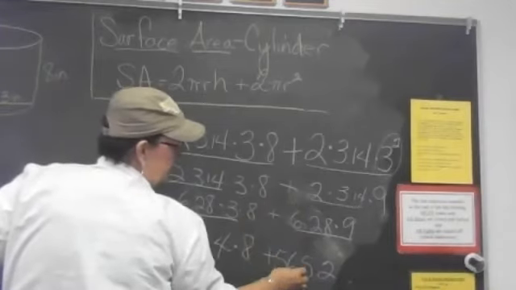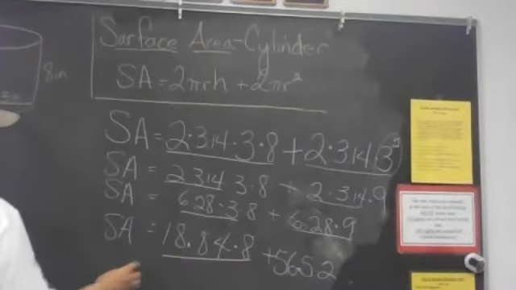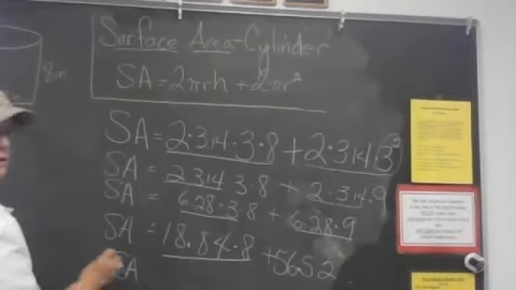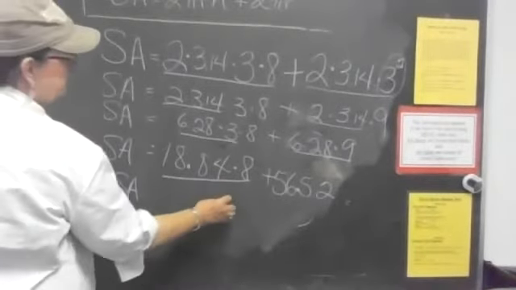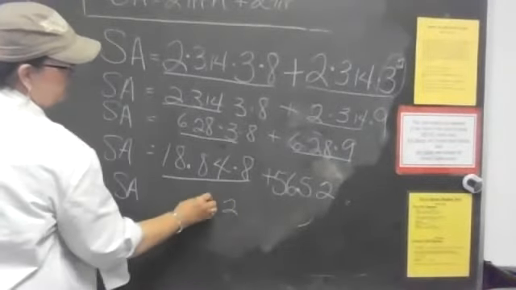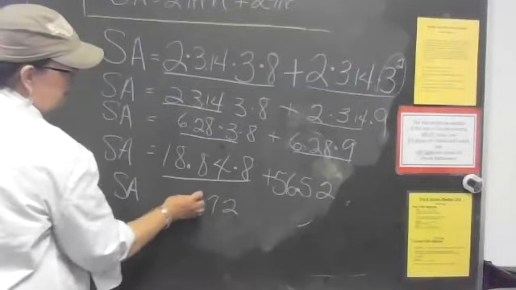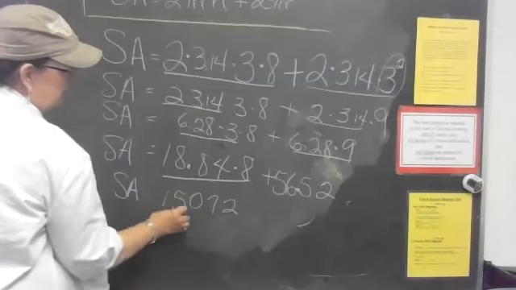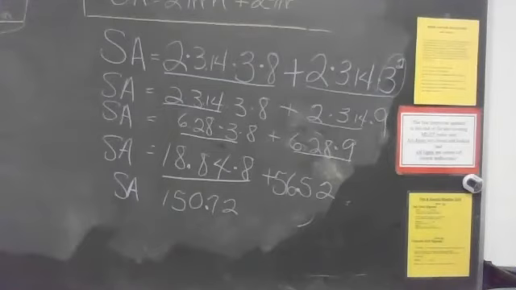You guys need to check that one. 6.28 times 9. Okay. Okay, and we have another multiply here. Surface area. Hope we're still on the board. 150.72.